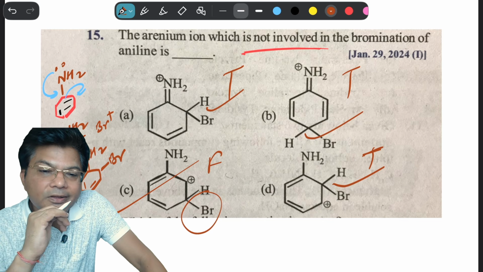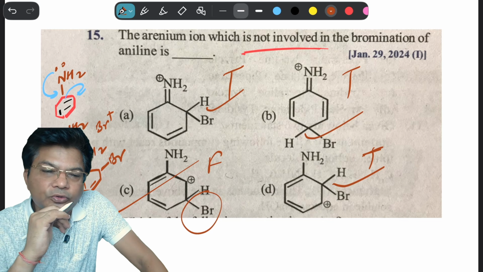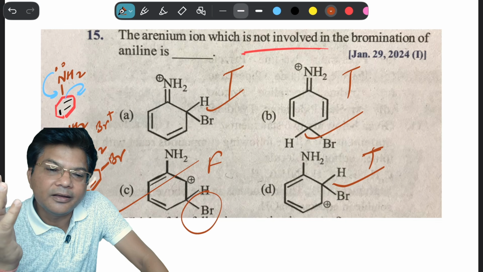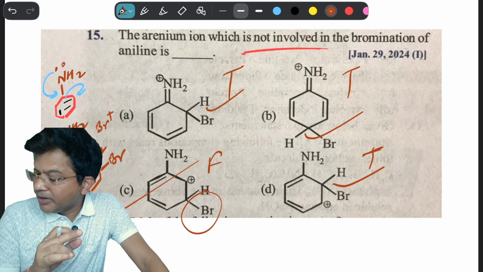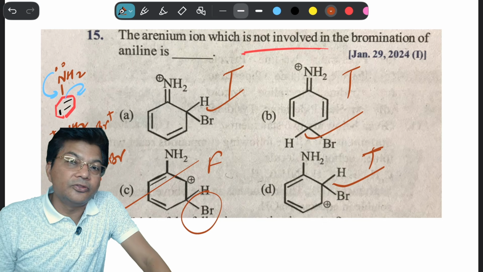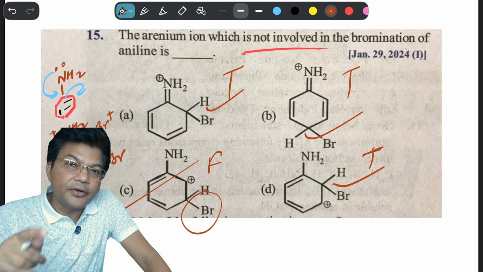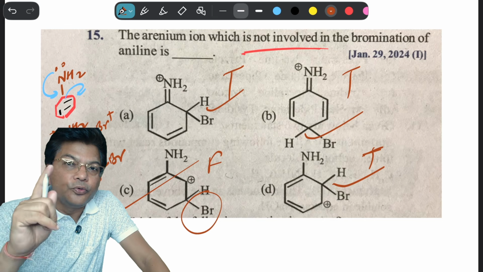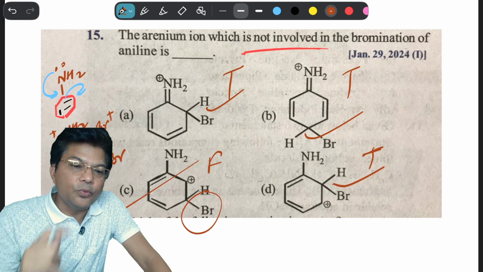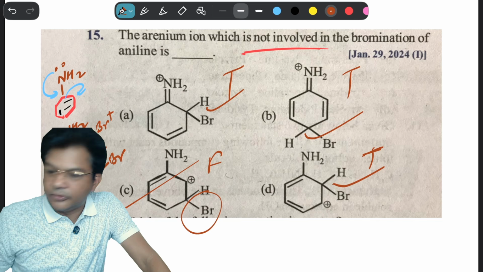By simply seeing the question, I was scared, oh, it is going to take too much time. But see, this reaction you must have studied whenever aniline is undergoing reaction with bromine. It is going to form 2,4,6 tribromoaniline white PPT. Ortho and para is the product.